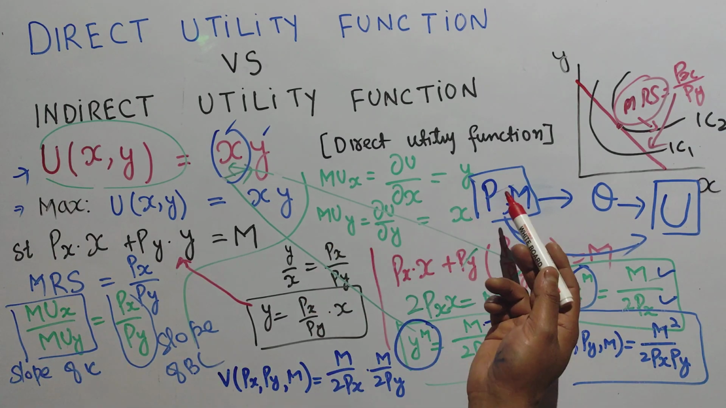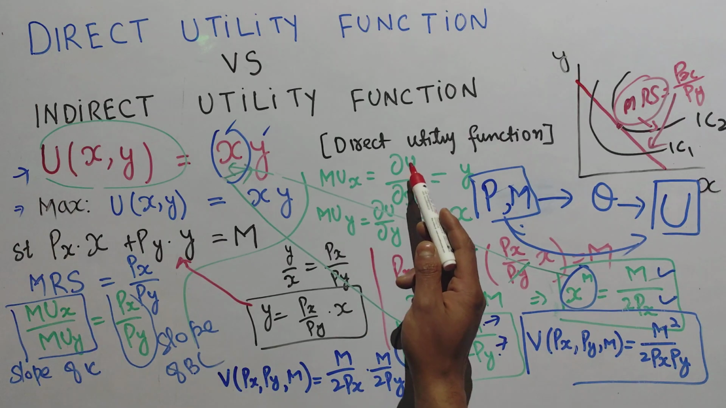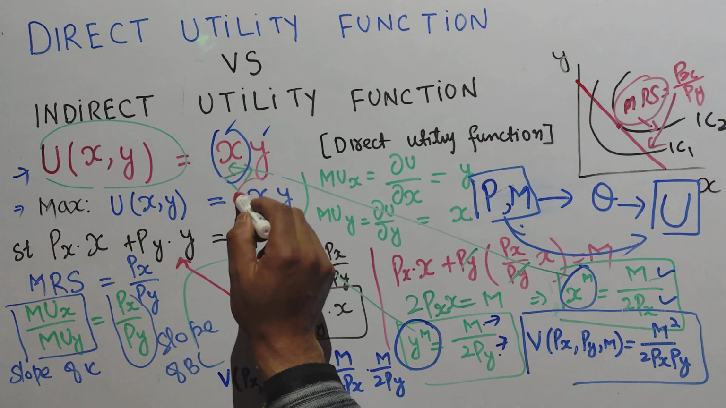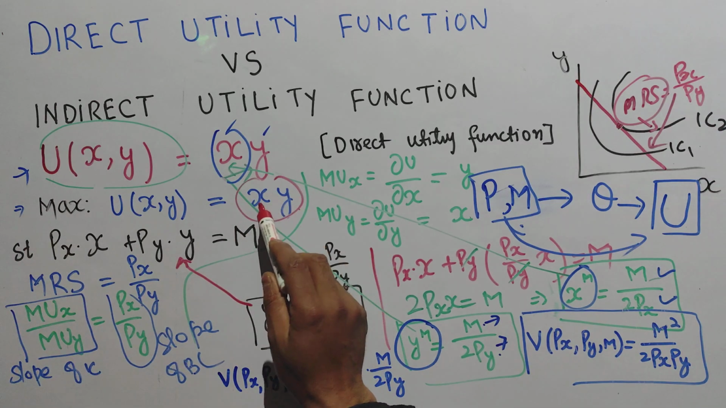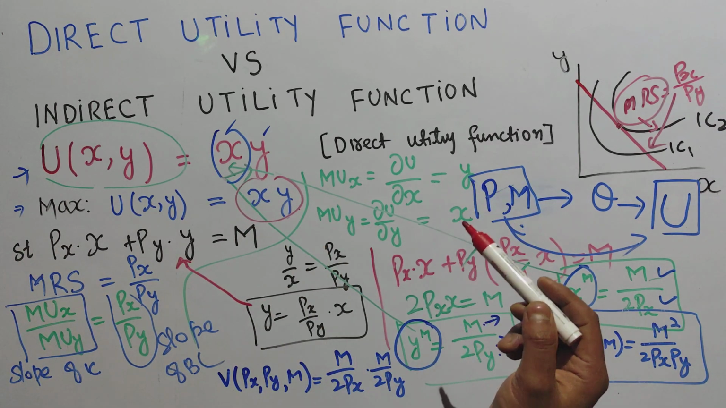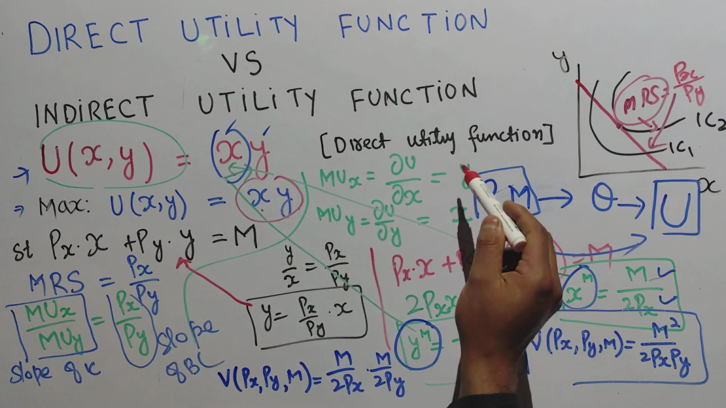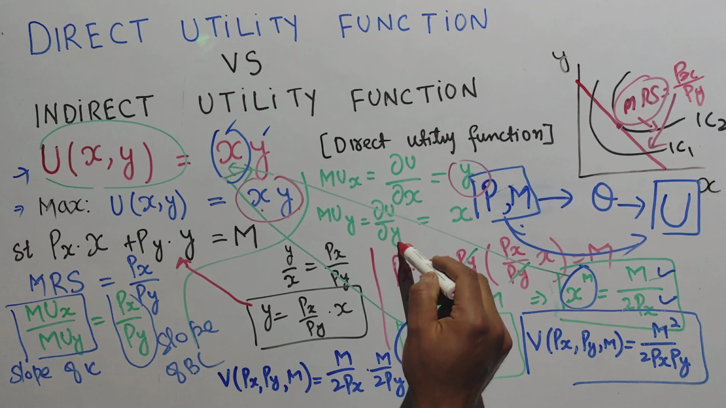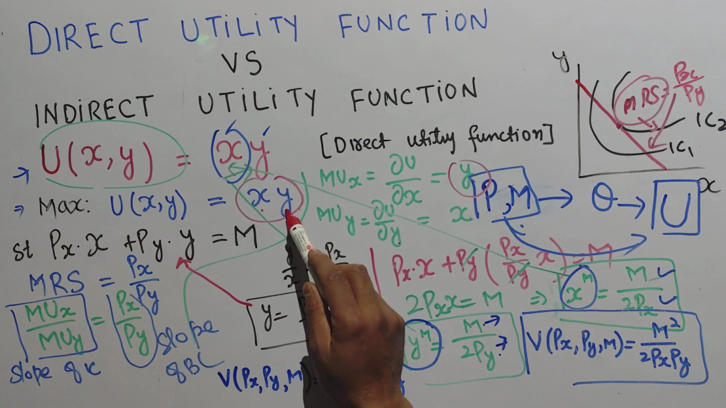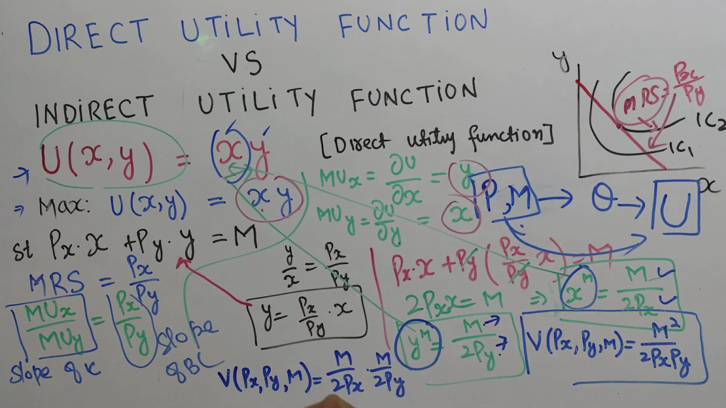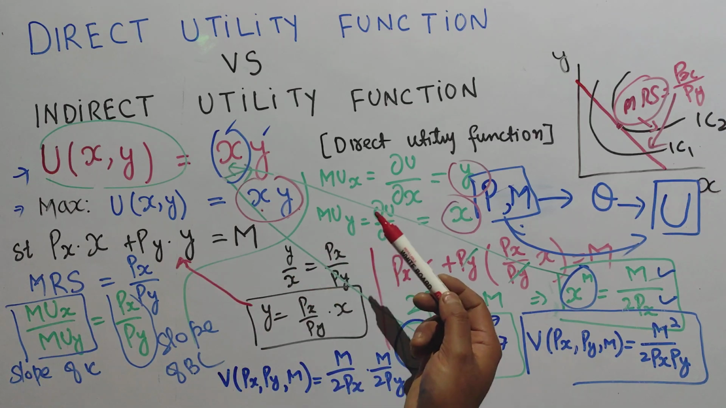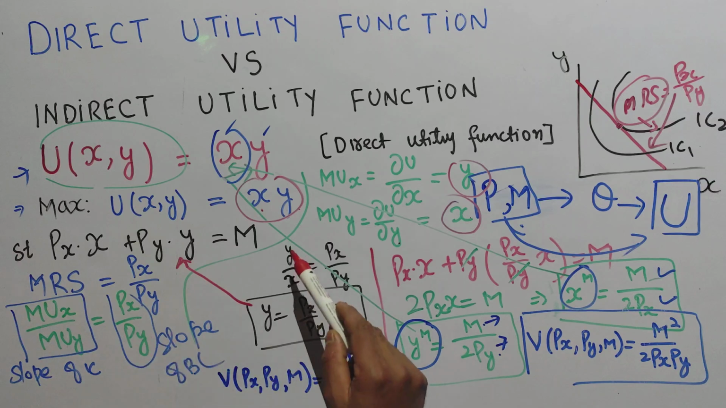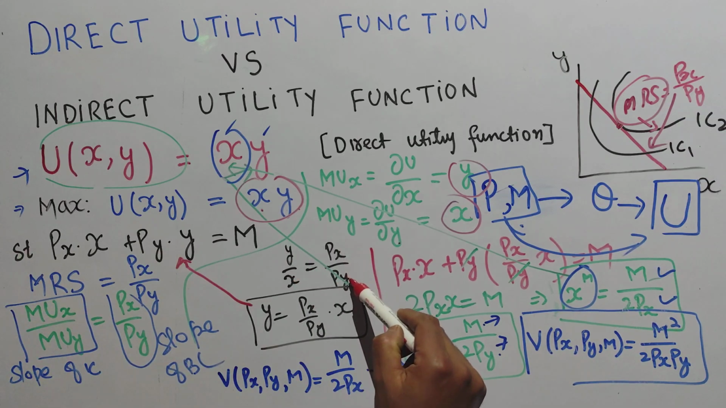When we solve this, MUX is the partial derivative of the utility function with respect to good X. So partially differentiating this function with respect to X, derivative of X is 1, so we are left with Y. Similarly, MUY means the derivative of the utility function with respect to Y, derivative of Y is 1, so we are left with good X. Now when we equate MUX upon MUY with the ratio of the prices, that is Y upon X is equal to price of X upon price of Y.